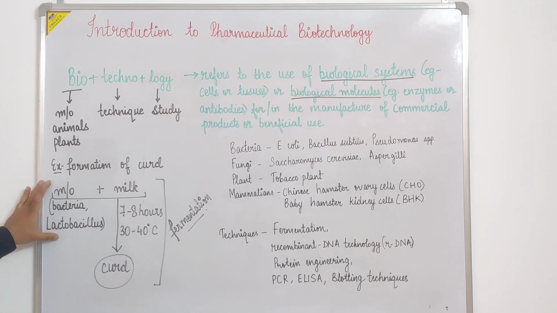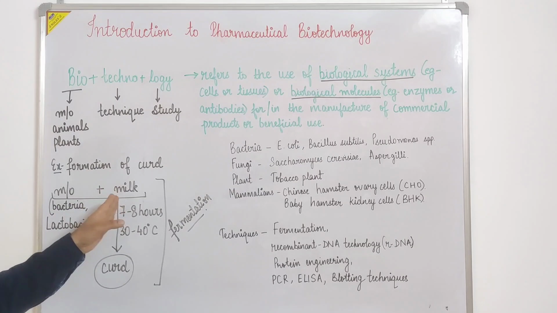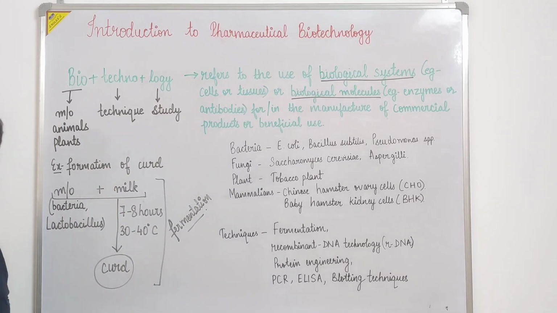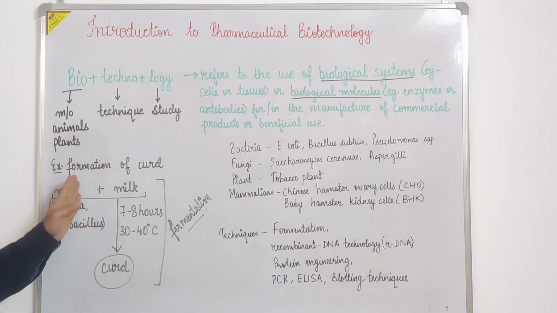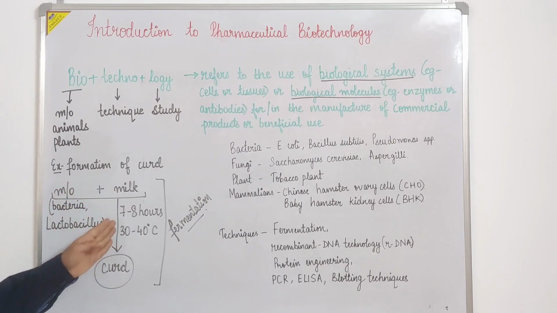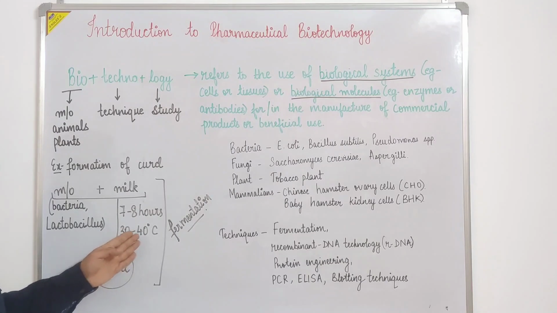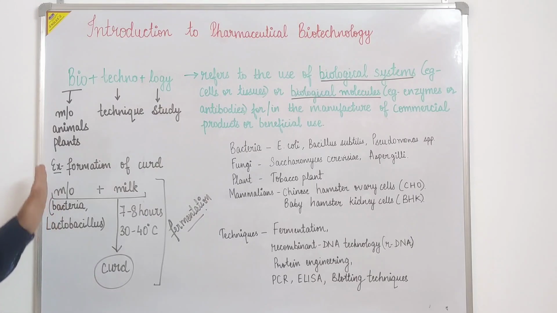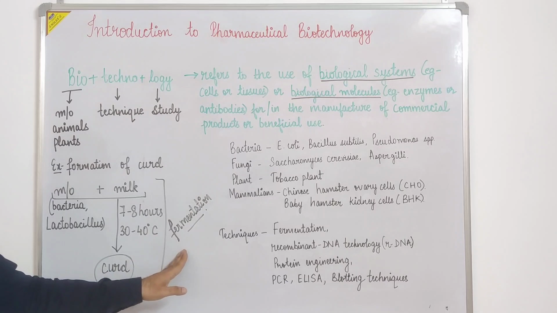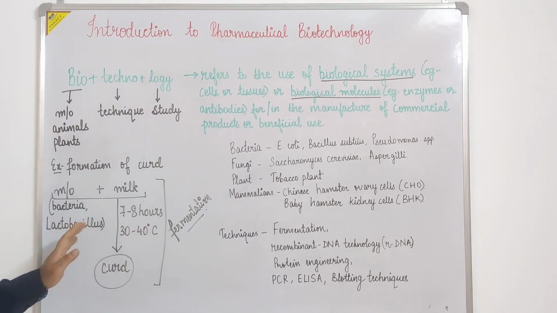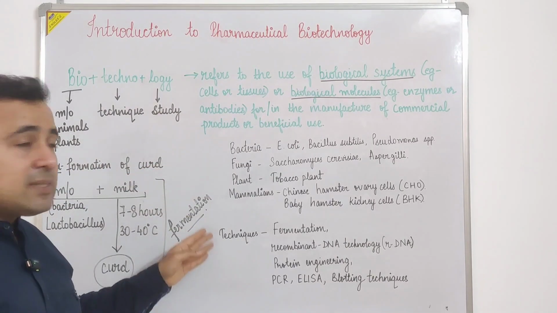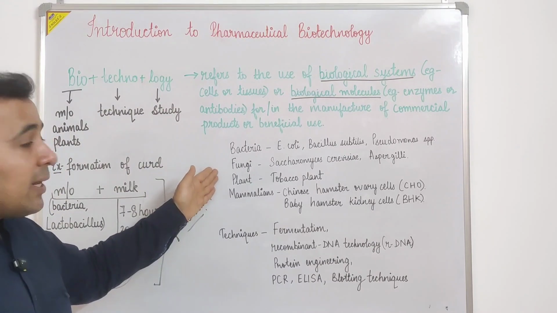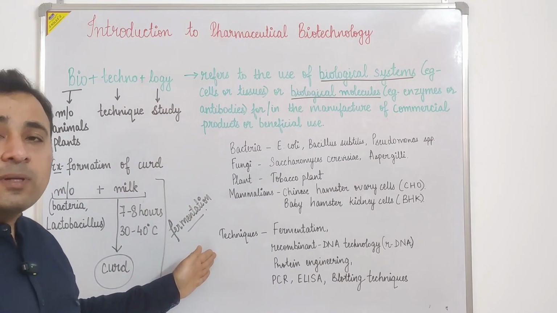Okay, so we take microorganism, we add it to the milk. Okay, this milk which we have already preheated and then cooled to the room temperature, and then we give them the optimum condition of 7 to 8 hours at room temperature, which is generally 30 to 40 degrees Celsius, and after that we get our desired product, which is curd. Okay, so here the formation of curd, it involves a technique which is fermentation.